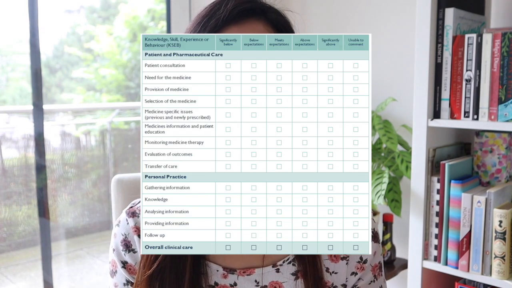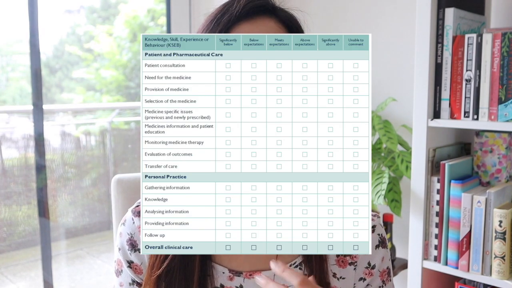The difference between this and a case-based discussion I will go into later, but with these, whenever a senior visited me on the ward, I would be like, can we do a MINI-CEX? And that's when I'd get them done.